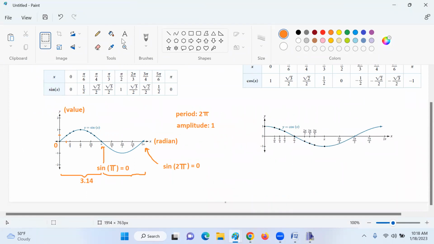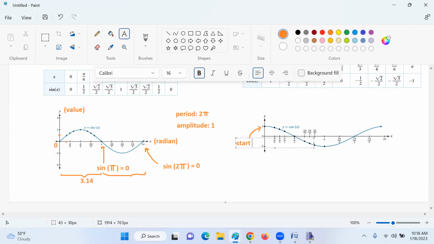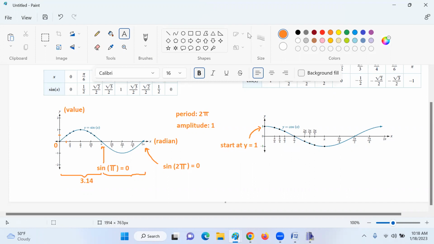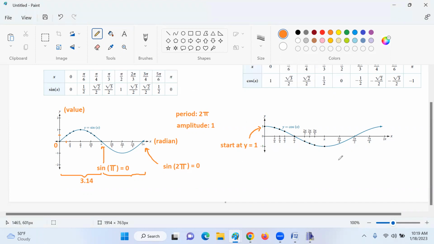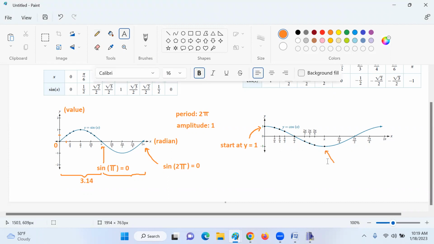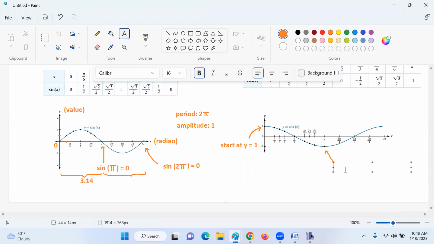Are we good? So remember, the cosine starts from what? The cosine starts at 1, at y equal to 1. And then it's going to reach 0 at pi over 2, and then it's going to reach -1 at pi. So cosine of pi equals -1.